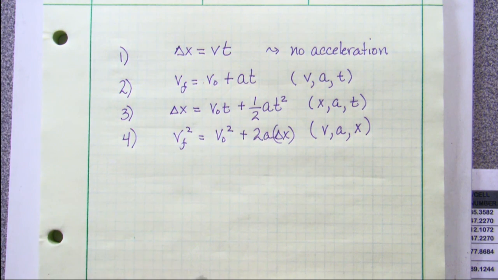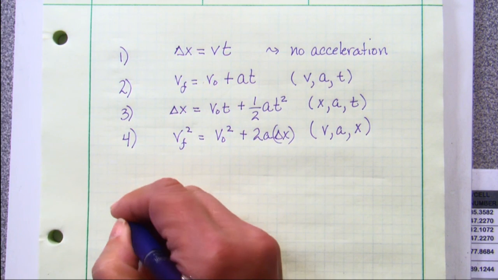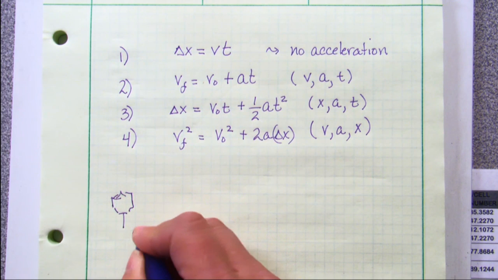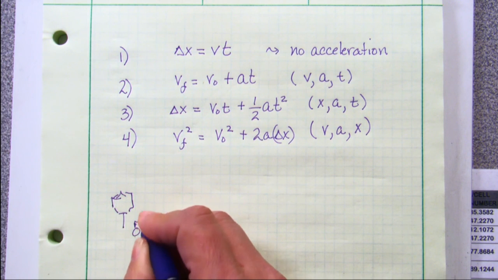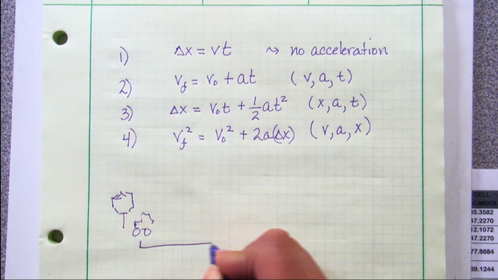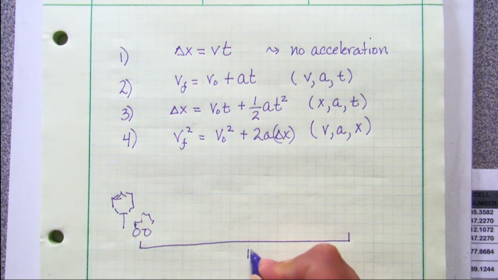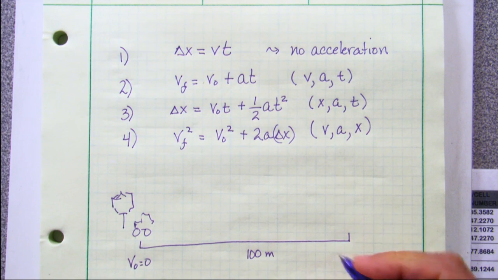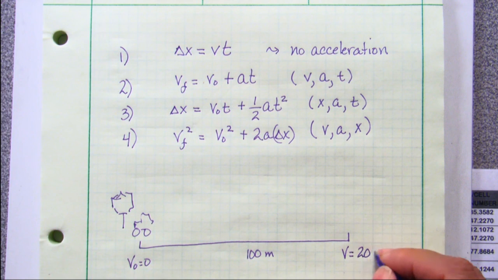Because your problem may say, so we're going to do this little problem right here. I got my little stop sign, I got my little car, and my little car is going to go down the road 100 meters. We're starting with an initial velocity of 0. And we're finishing with a velocity of 20 meters per second.